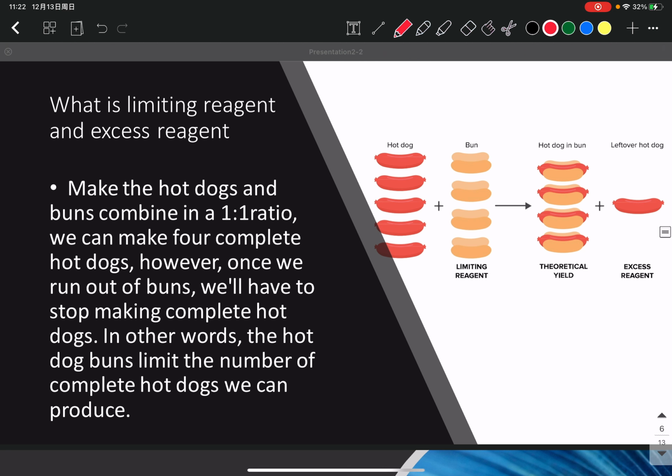So what are limiting reagent and excess reagent? Here is a diagram to explain this. Hot dogs and buns combine in a 1:1 ratio. We can make 4 complete hot dogs. However, once we run out of buns, we will have to stop making complete hot dogs. In other words, the hot dog buns limit the number of complete hot dogs we can produce.